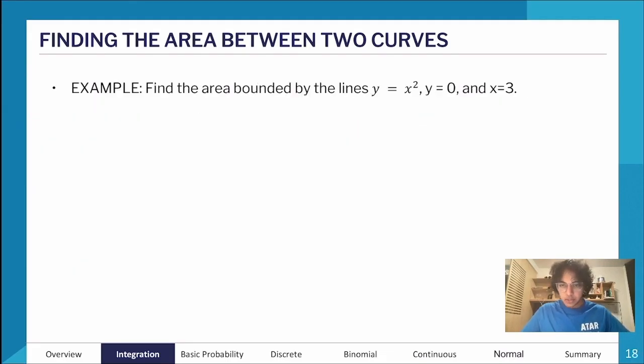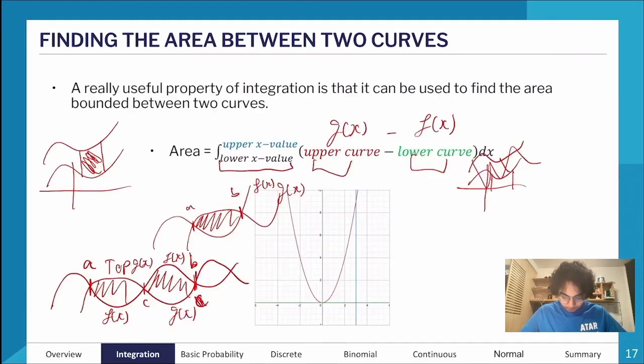So here's an example question. Have a crack at it, and we'll go through the answer. Also, feel free to work along with me as I go through it. Okay, so what it wants is the area bounded by the lines y equals x squared, y equals 0, and x equals 3.